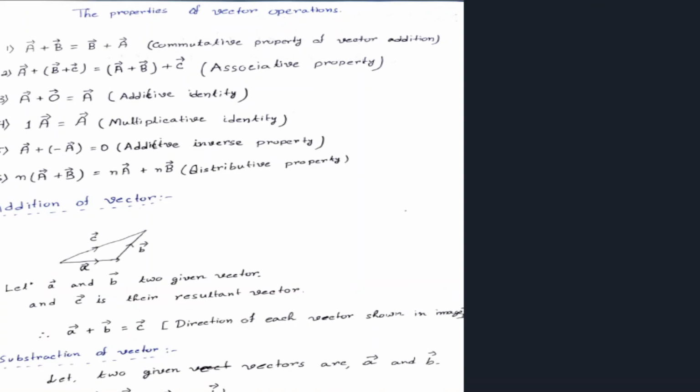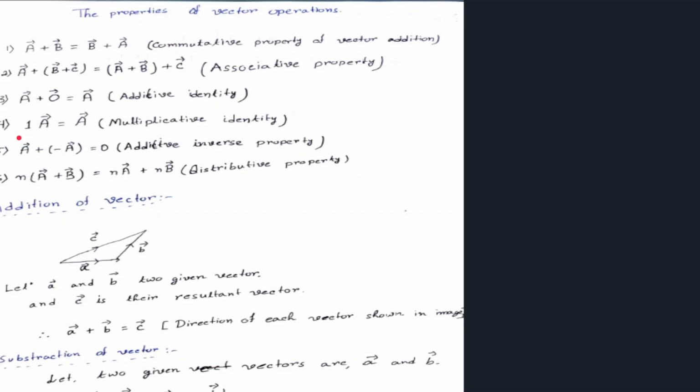Now let's understand some properties of vector operations. a plus b is equal to b plus a. This is called the commutative property of vector addition. And then a plus b plus c can be written as a plus b plus c, grouped either way. This is called the associative property. a plus 0 is equal to a. If any vector is added with a 0 vector, this is the additive identity. To mention, this 0 vector is not exactly 0. It has a magnitude of 0, but it has a direction.